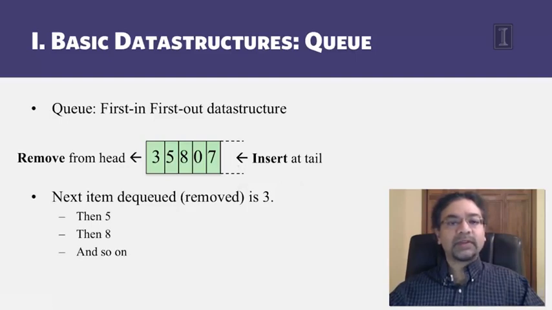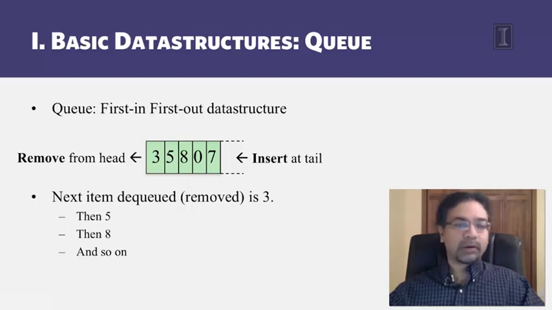So for instance, given this particular queue consisting of 5 elements, if you dequeue or remove an item, then that item will be 3. At that point of time, the queue will only consist of 5, 8, 0, and 7, with the head pointing to 5. The next item that you dequeue or remove will be 5. After that, the queue will consist of only 8, 0, and 7. Then the next item that you dequeue will be 8, and so on and so forth.